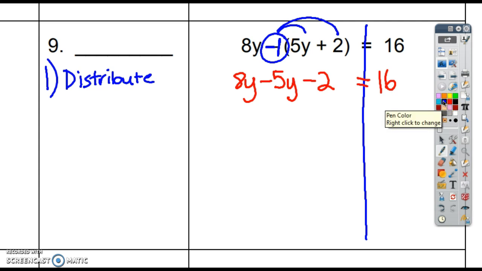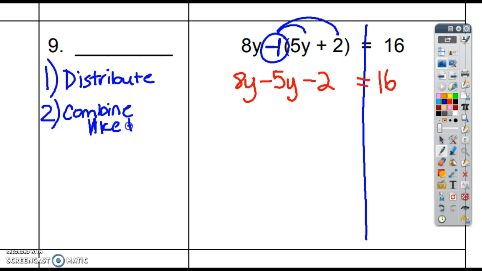The next step you're looking to do is seeing if you have anything to combine. Any like terms to combine. On this side, if I have 8y here, and they take away 5y, that leaves me with 3y minus 2. I can't combine it with anything else. Equals 16.